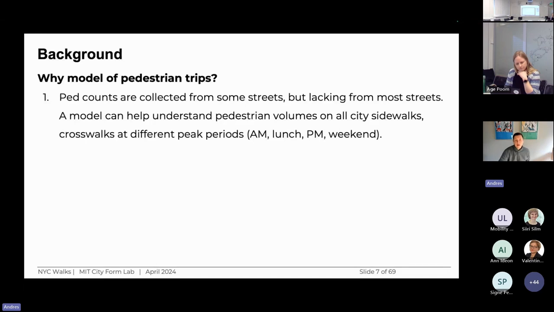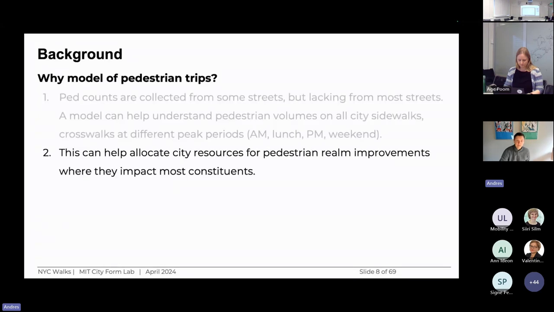Several cities have counted pedestrians at particular locations to understand how many people actually go about on foot, whether through pedestrian travel surveys or through on-street pedestrian counts. And typically those counts are sourced from a few locations, but they're lacking from most city streets. Therefore, a model can really help us understand and extrapolate these counted volumes to many other city streets and provide more comprehensive district or citywide volume estimates.